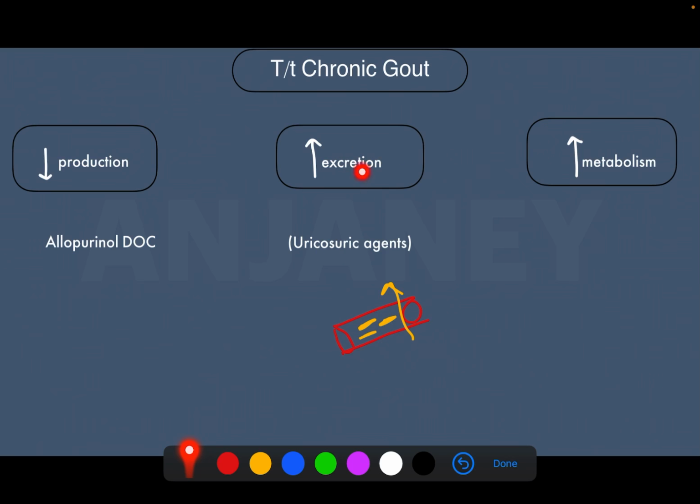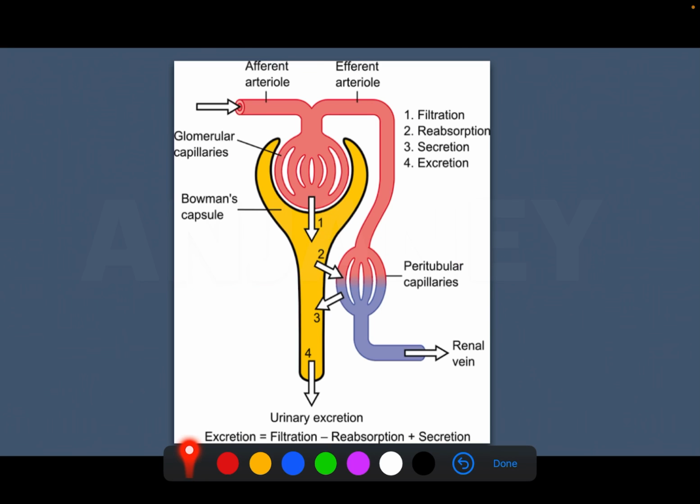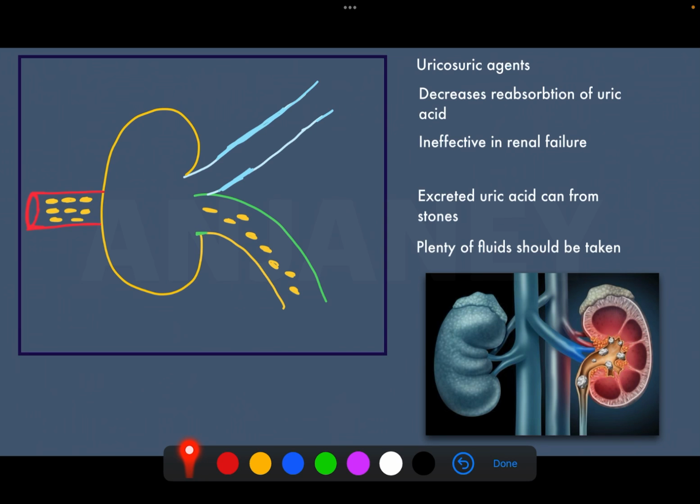First, let's study increasing the excretion. See, how will we increase the excretion? Let's say this is the uric acid. When this uric acid is filtered over here, sometimes it gets reabsorbed back, and this is going to take the uric acid to the blood, right? So we need to stop this reabsorption in order to excrete it. So we have drugs which will decrease reabsorption of uric acid. So this uric acid will not go inside the body, it will take this path and be excreted out. But we have a problem here.